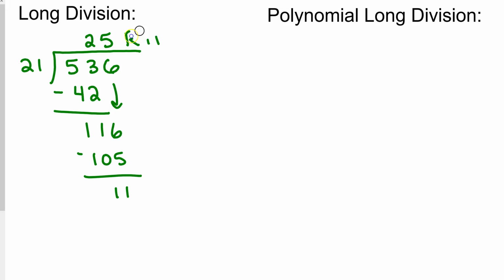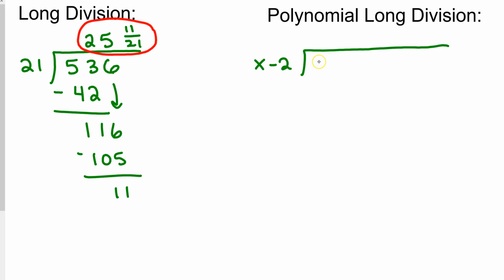Another way to do it is to write your remainder as a fraction, so 25 and 11 21sts, or to just put a decimal point, put some zeros, and keep going. So the method that's going to apply to polynomials is going to be to write your remainder as a fraction. So we're going to apply this to polynomials, which means this kind of problem. Let's say I have x minus 2, and I'm dividing it into 3x cubed minus 2x squared plus x minus 4. I don't know how nicely this is going to go in because I just made that up.